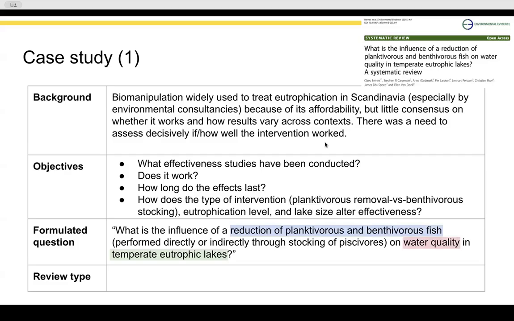So it's a very long question that you would probably not put as the title of your review in that way, perhaps, but it does provide almost sufficient specificity to allow it to be replicated. And this was a full systematic review.